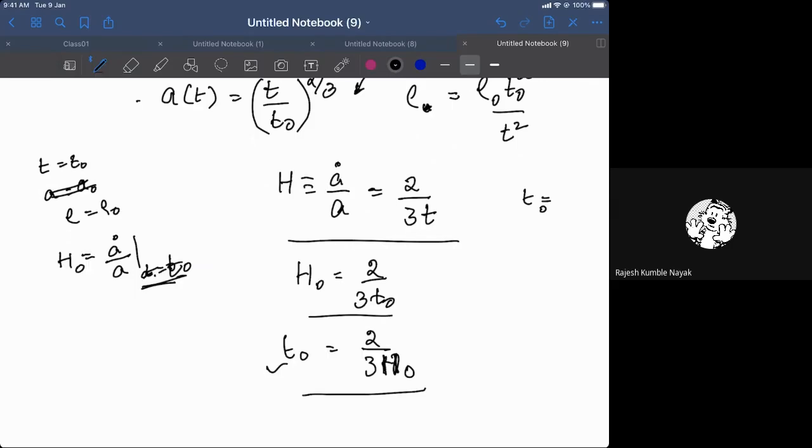So t naught is basically a constant of integration, so that you can choose it appropriately based on the observational value. In cosmology, it is not possible to go back and observe. It is possible to some extent, but not always. So conveniently, t naught is taken to be the current age of the universe, and then we can relate it to H naught. Any other questions?